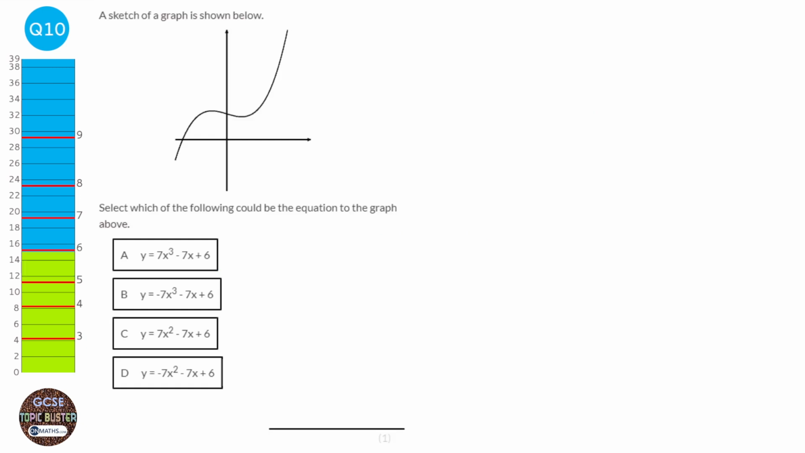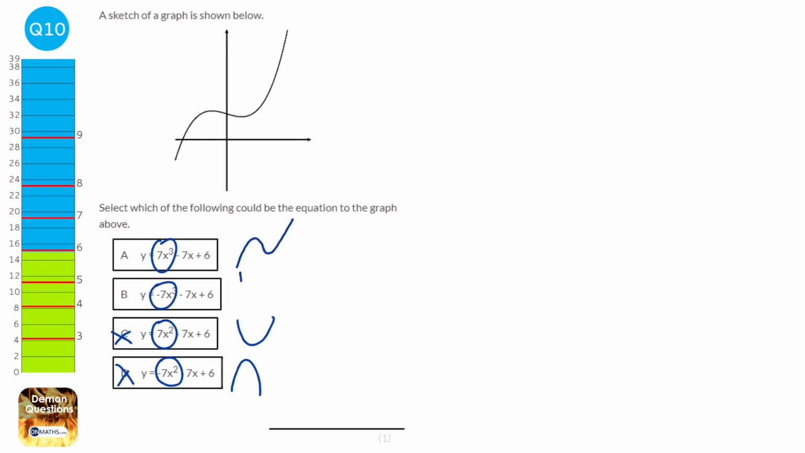With this question, you've just got to know what the different functions look like. So with C and D, we've got quadratic functions. One's a positive quadratic, which is a U shape. One's a negative quadratic, which is a kind of upside down U shape or an N shape. And here we don't have that, so we can get rid of those in our thoughts straight away. A is a positive cubic, which goes up, then down, then up again. And B is a negative cubic, which goes down, up, and then down again.